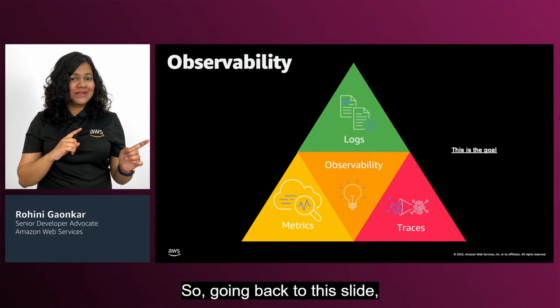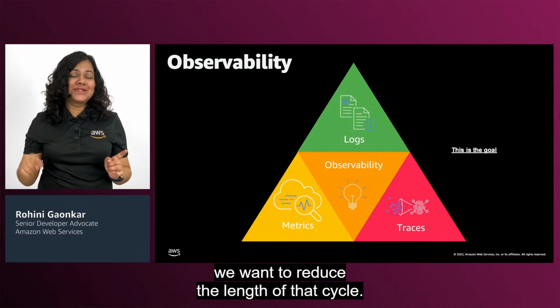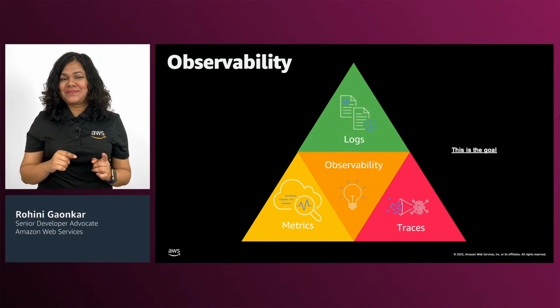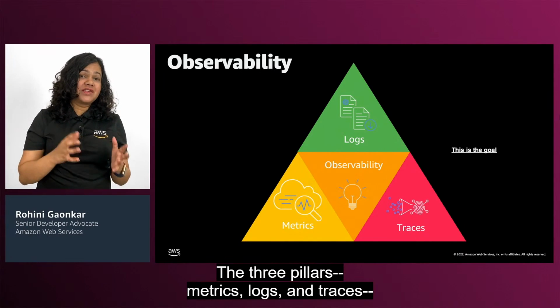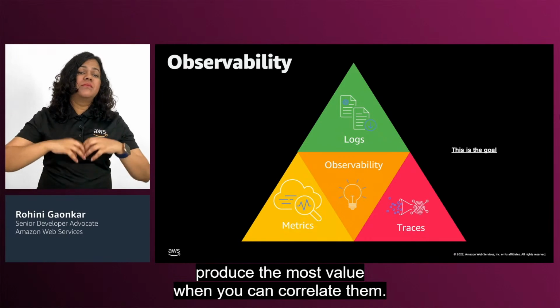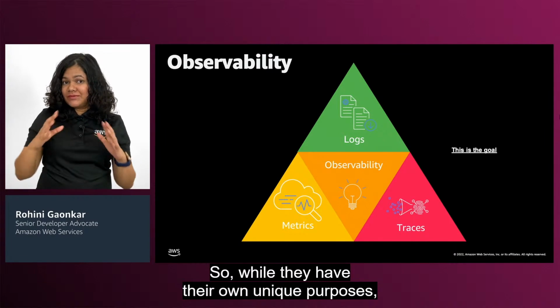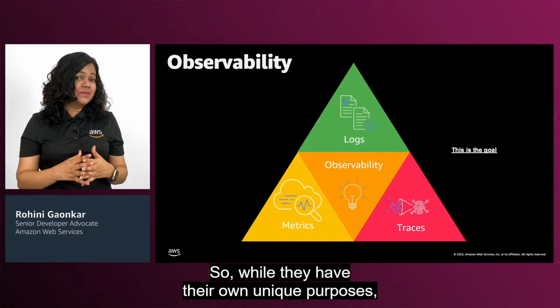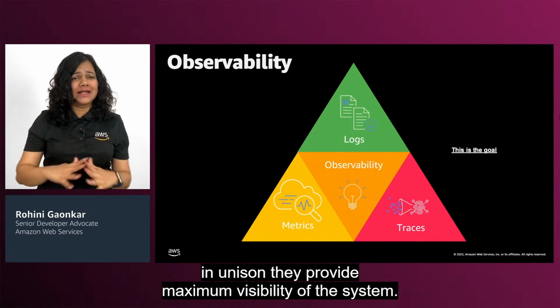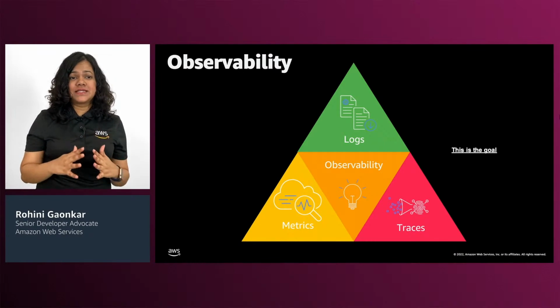So going back to the slide, we want to reduce the length of that cycle. The three pillars, metrics, logs, and traces, produce the most value when you can correlate them. So, while they have their own unique purposes, in unison, they provide maximum visibility of the system.